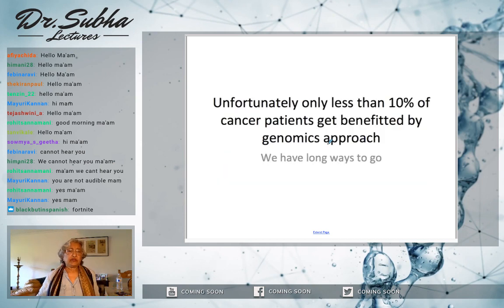Again, as I pointed out, unfortunately only less than 10% of cancer patients are getting benefited by this genomic approach. We have a long way to go. So don't sit there and think, oh my God, everything is done, now what am I going to do? You're going to solve the other 90%, so that those patients can also benefit. Think about it. Read a lot. Be very creative in your thinking.